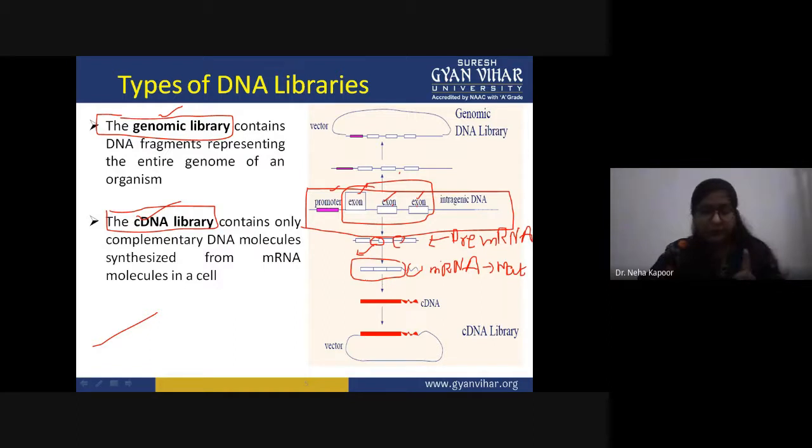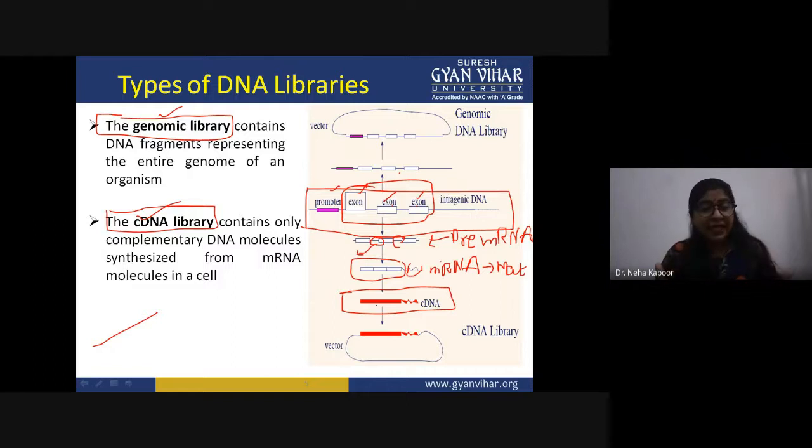Taking this mRNA as a template, first of all we construct cDNA. This is the cDNA, complementary DNA, and we would be cloning the cDNA into a vector, and we will have a range of cDNA clones.